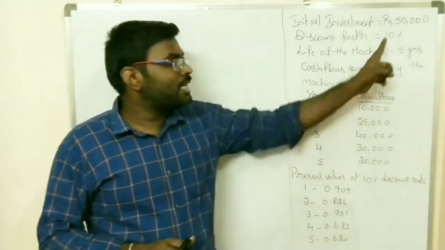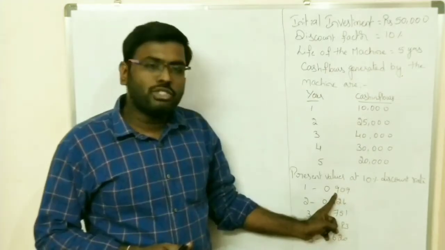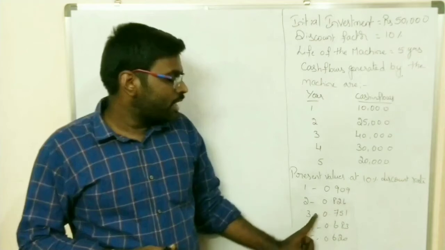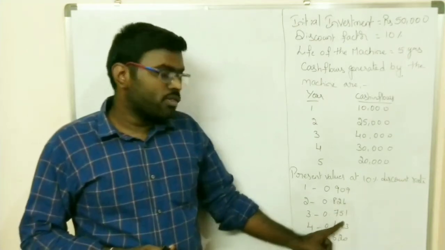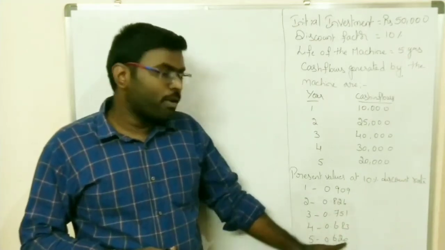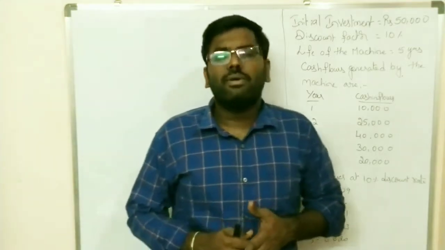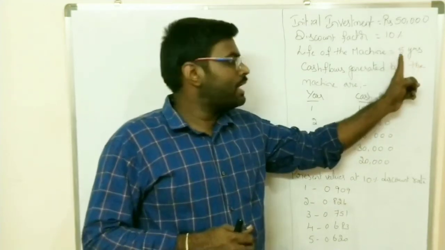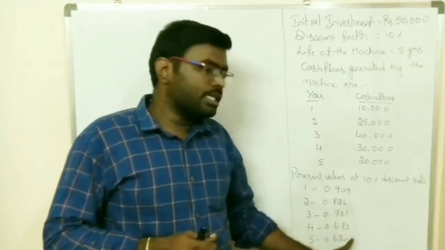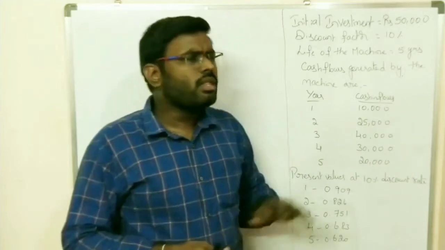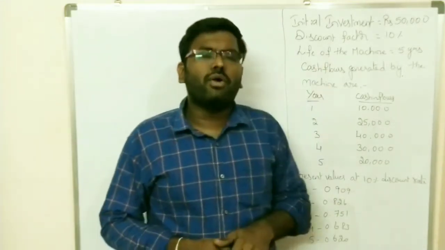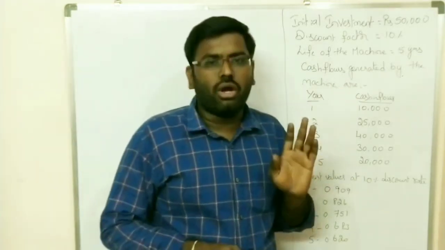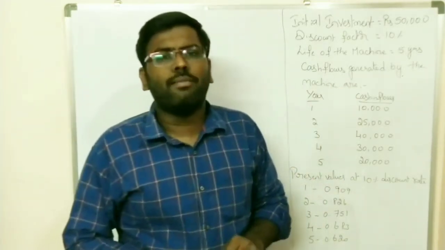So for the first year at the 10% rate, the value will be 0.909, second year 0.826, third year 0.751, fourth year 0.683, fifth year 0.620. Like this we will have values in the present value table. Based on the rate and the number of years, we will take the values from the present value table. This is the information they have provided. Now we have to say whether to accept the machine or not, and we have to say that from the modern methods.